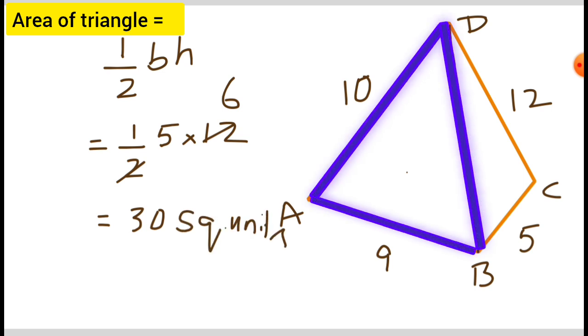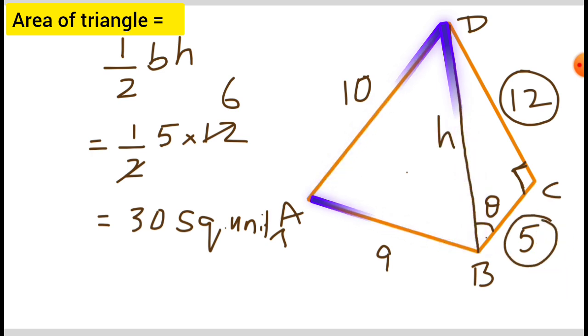For this we know only AD length and AB length, and we don't know this DB length. So for that, observe only this DCB triangle. It is a right angle triangle, isn't it? So if it is a right angle triangle, we can use Pythagorean theorem here. According to the theorem, this is the 90 degrees. That means this is the angle. So this angle opposite side is 12 units. Adjacent side is 5 units. And DB length is hypotenuse.